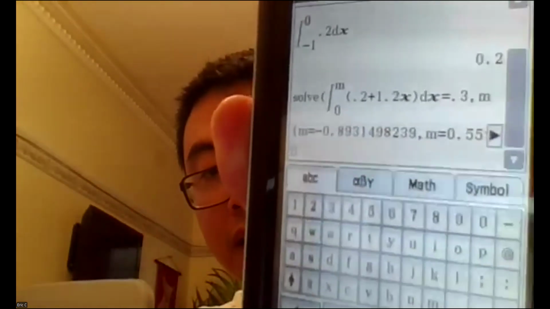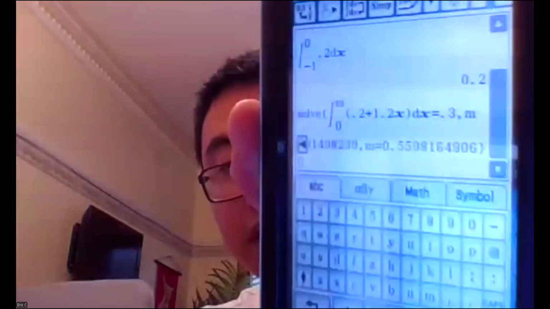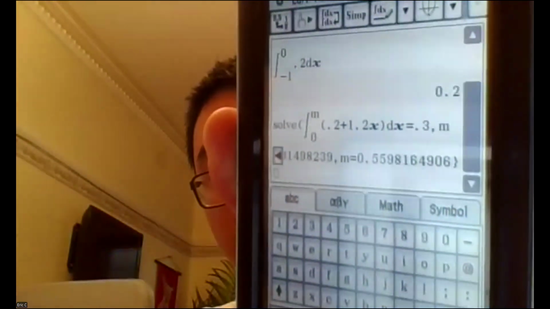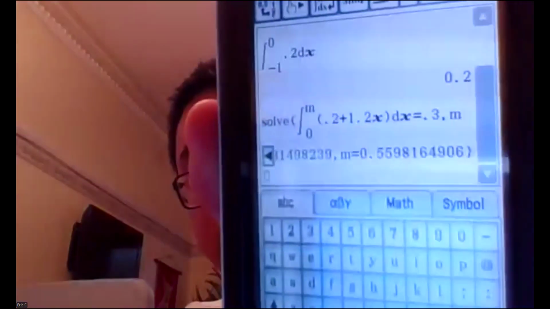Now, you'll see there are two solutions there. Obviously m can't be negative, because the domain here is from 0 to 1. So the answer is going to be 0.56. That's the answer there for part B. So the median value m is equal to 0.5598, or 0.56. And that's it.